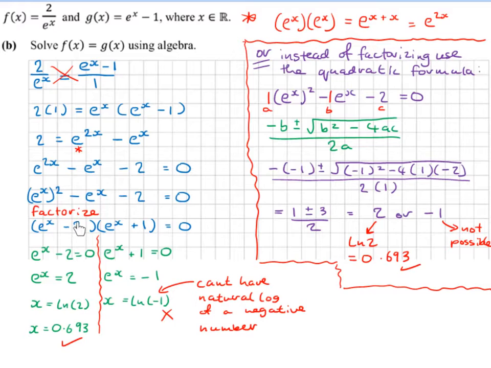So e to the power of x minus 2 equal to 0 gives us e to the power of x equals 2. So x is equal to log 2, which is 0.693. e to the power of x plus 1 is equal to 0, so e to the power of x is equal to minus 1. So x is equal to the natural log of minus 1, which will not work because we cannot have a natural log of a negative number. So our only answer is x is equal to 0.693.